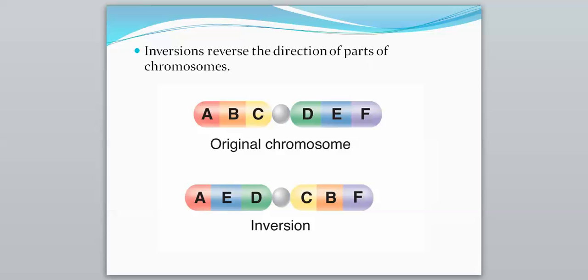Our next type is an inversion. An inversion simply reverses the direction of parts of chromosomes. So again, going back to our example, our original chromosome is A, B, C, D, E, F, and then when our inversion occurs, now our order is A, E, D, C, B, F. Completely different order. All the same pieces are there. We're not missing any pieces. Now they're just in a different order, and that's what it means to invert something, almost like flipping it to change the order a little bit. So it's just that the direction of parts of our chromosomes has been reversed.